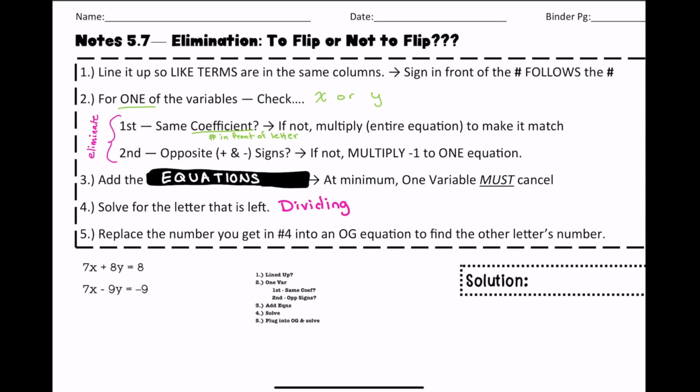All right, so we have notes 5.7, elimination, to flip or not to flip. Just like yesterday, you're going to line it up so the like terms are in the same columns. If they're not, then just be careful. The sign in front of the number follows the number.